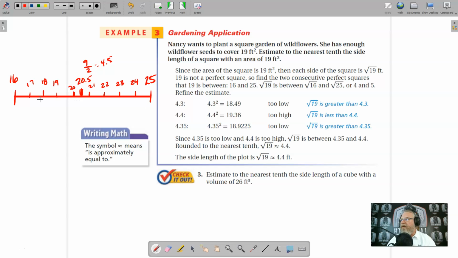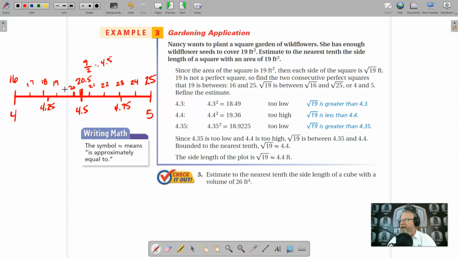So what's the square root of 16? 4. What's the square root of 25? That would be 5. What's right in between 4 and 5? 4.5, right? And right in between those, right about here, would be 4.25. And right about in between those here, somewhere right around here, would be 4.75.